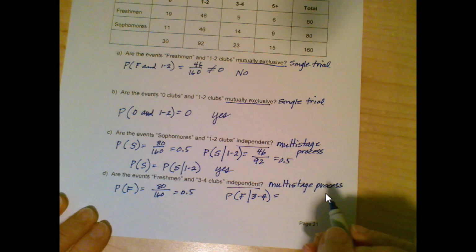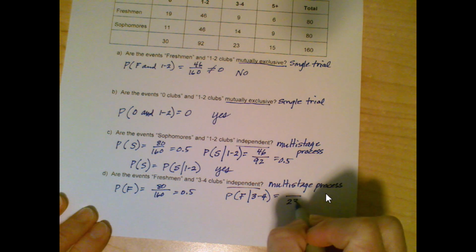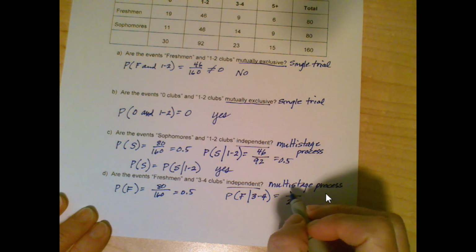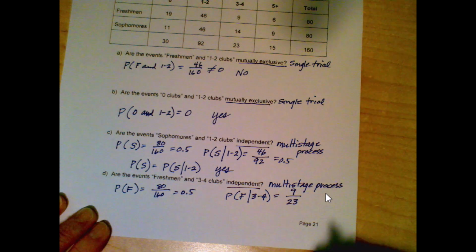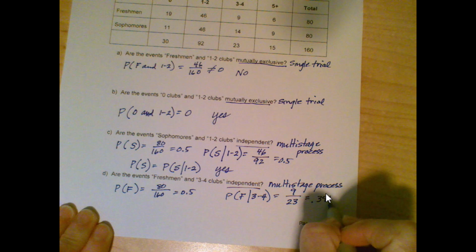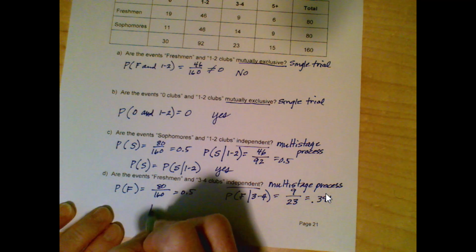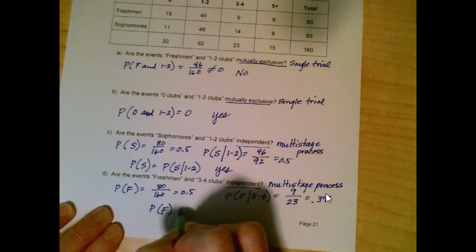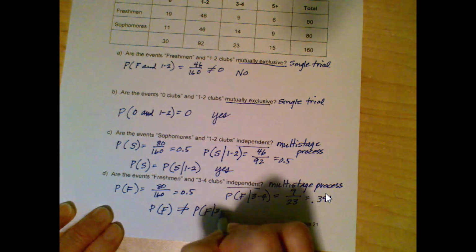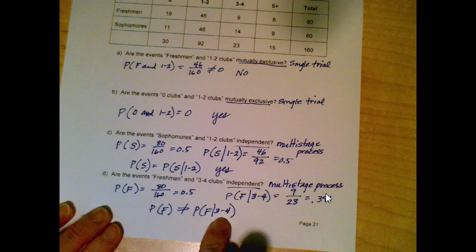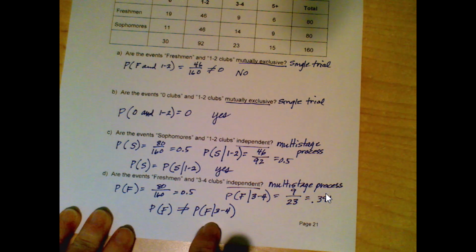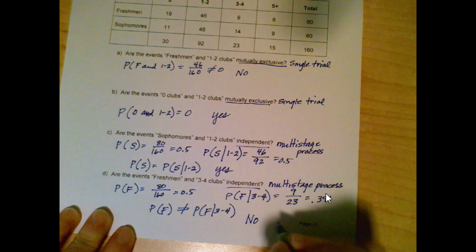Okay, so the 3 to 4 clubs is 23. And how many freshmen are there in that 23? Just 9, right? So that is 0.391. Well, since the probability of freshmen is not equal to the probability of freshmen given that we already know it's a student who picked 3 to 4 clubs, those aren't equal, so our answer to this would be no, not independent.